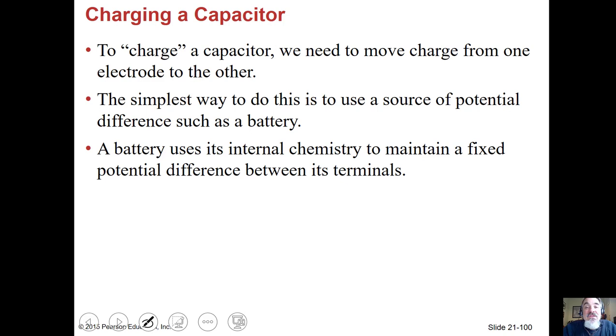So to charge a capacitor, you need to move charge from one plate to the next. And the easiest way to do this is with the battery. So you can charge up the plates, and then you have charge there. The difference between a capacitor and a battery is that through chemical processes, the battery maintains a voltage across it. A capacitor, you charge it up and then you use it, and then you've got to recharge it somehow. So a capacitor is kind of like a single-use battery in a way.